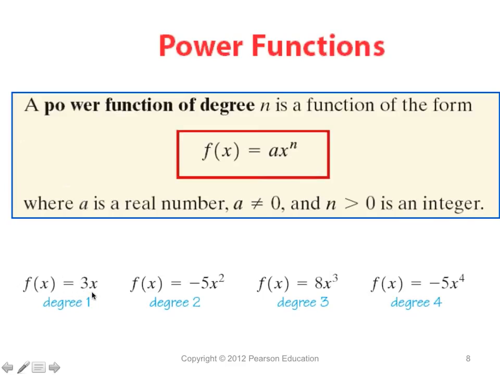So some different power functions could look like this. We could have f of x equals 3 times x, which is degree 1. f of x equals negative 5x squared, a degree 2 power function. f of x equals 8x cubed, that's degree 3. And f of x equals negative 5x to the fourth, that's degree 4. So you could have a different number out front, but the power that's attached to your x is still your degree.